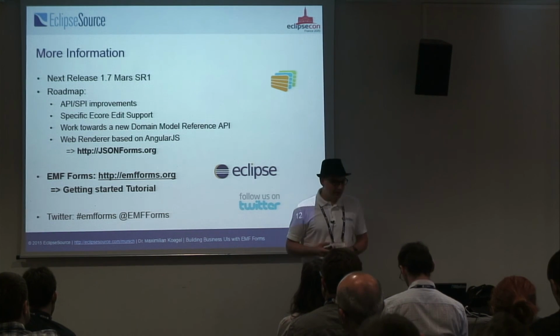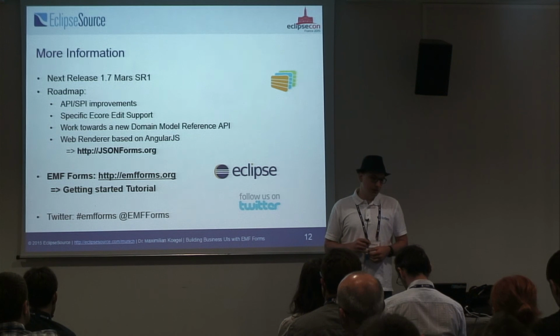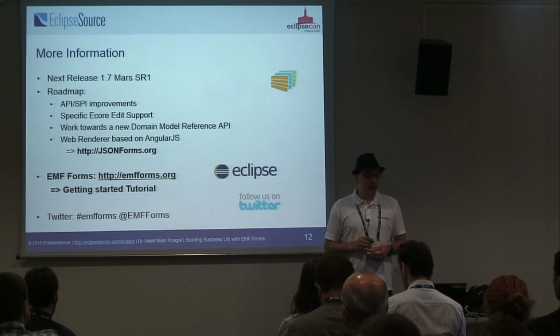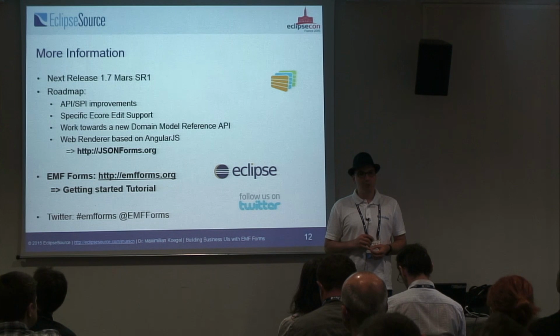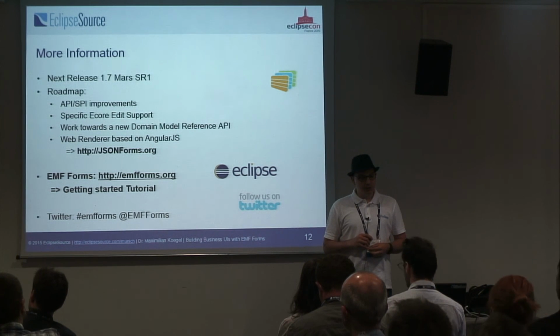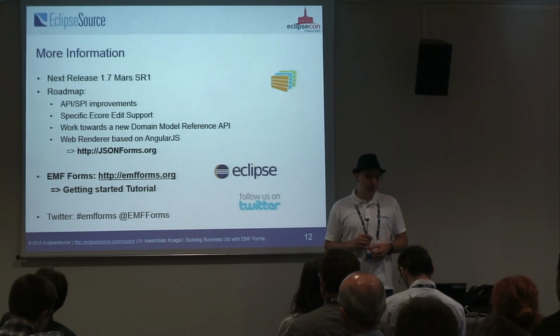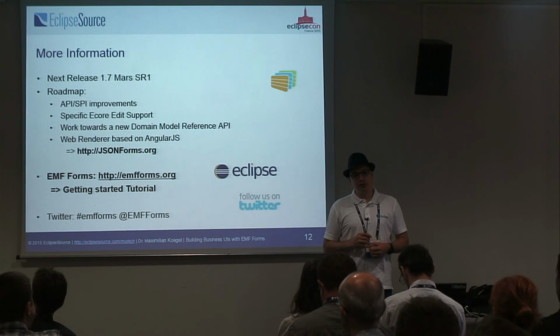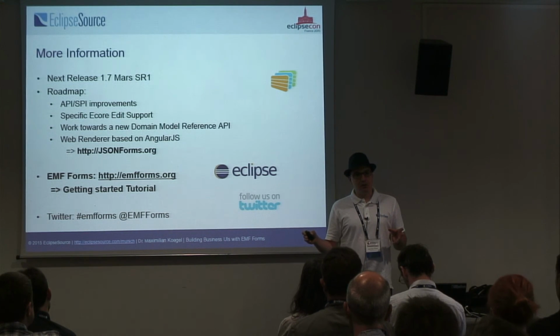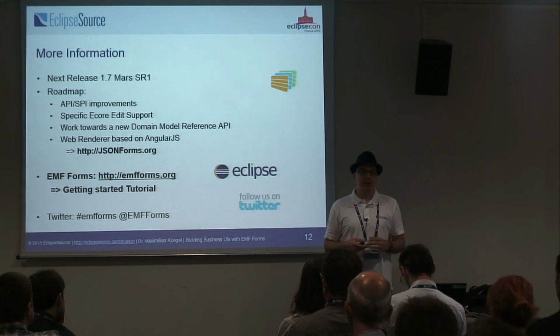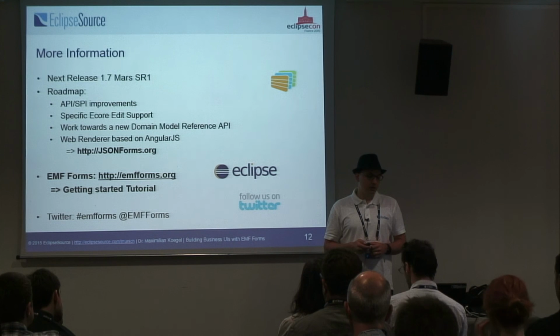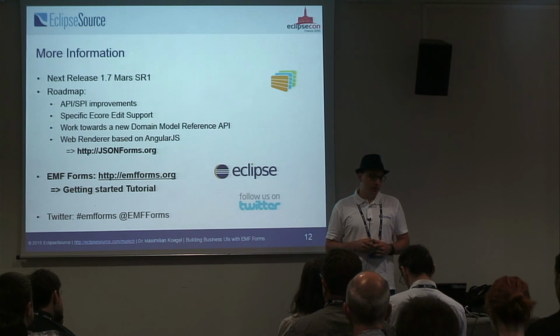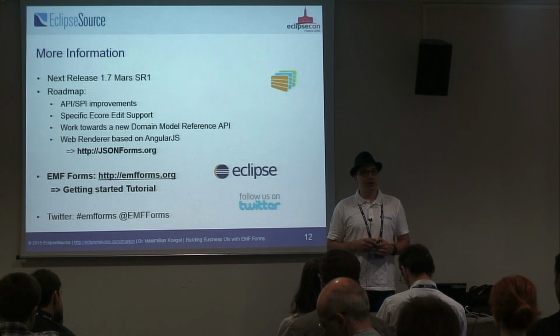The next release is the 1.7 release for Mars SR1. We are planning on having a lot of API and SPI improvements. It's essentially adding more API and SPI; we've been quite restrictive with what's out there at the moment. We are going to add specific eCore edit support, so that if your domain model references parts from the eCore, you have controls that allow you to edit that. Let's say your domain model references an EClass, you can pick an EClass from the package registry and so on. And we are also working towards a new domain model reference API and also UI.